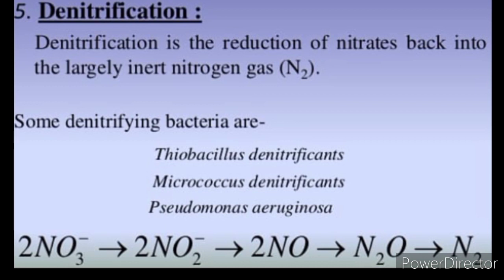Fifth and final step of the nitrogen cycle is denitrification. Denitrification is the reduction of nitrates back into the largely inert nitrogen gas. Now again the nitrates get converted into inert nitrogen gas. This process is known as denitrification. Some denitrifying bacteria are Thiobacillus denitrificans, Micrococcus denitrificans, and Pseudomonas aeruginosa. This is the process of conversion from nitrate to nitrogen gas.